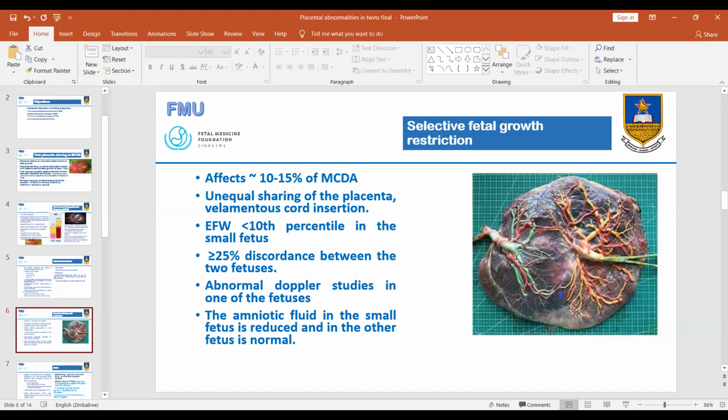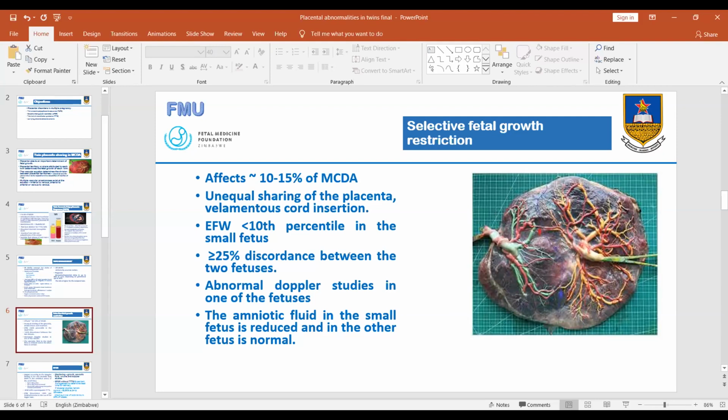Like what I alluded to earlier on, the territory that is available for each twin determines that twin's fetal growth. So in this case, we have this twin on the left side whose cord is occupying about a third of the placental mass. So it means this twin is not getting enough oxygen and nutrients as compared to the twin on my right side who has a large placental mass.